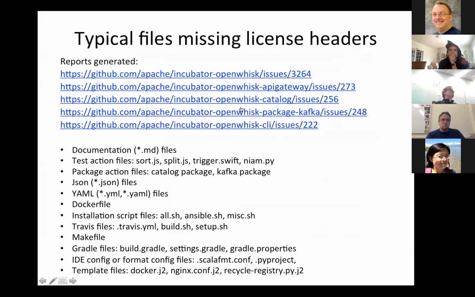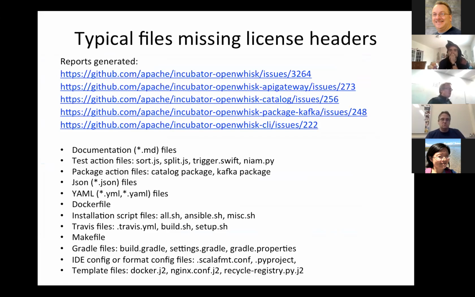And I have submitted an issue to this project. In these issues, you can find a list of files that RAT reported as having an unapproved license, and I made a summary here. And these are the typical files without a license header. And I think we can go over the list one by one, and we discuss if we want to include them in the exclude file list.